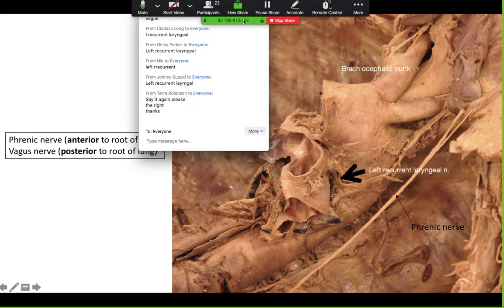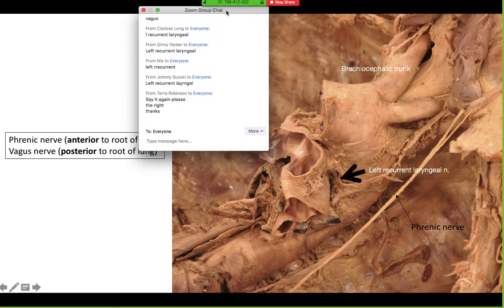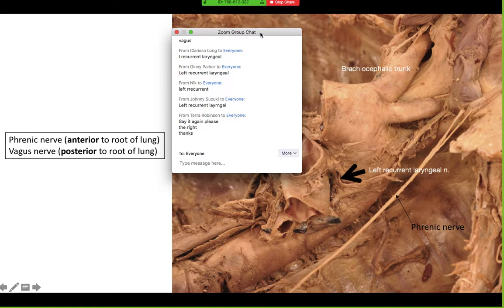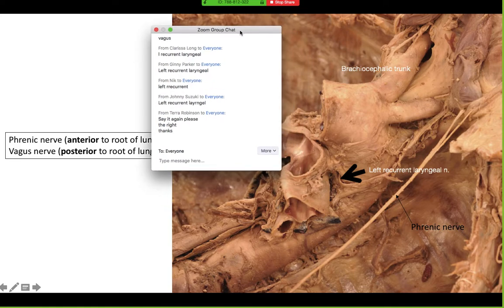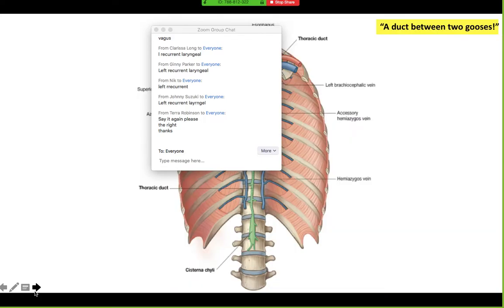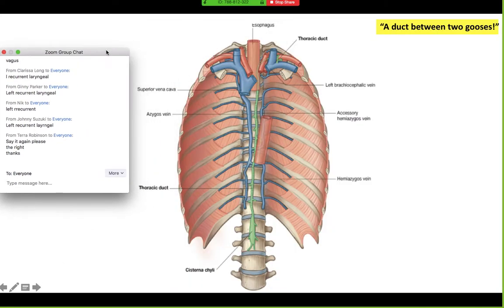All right, and then we have phrenic nerves passing anterior to the root of the lung, and then vagus nerves passing posterior to the root of the lung. And they definitely like to tag both of those in practicals.